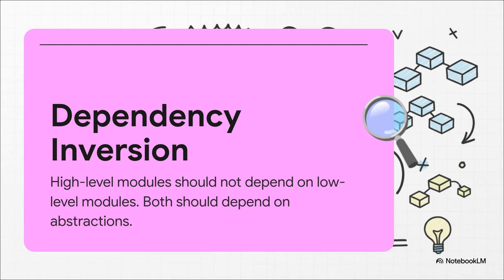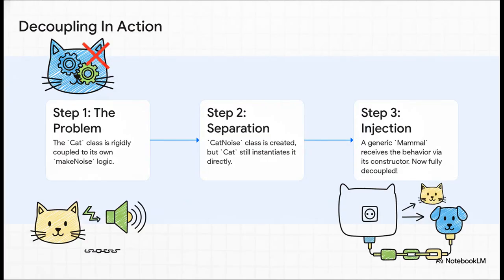And finally, we arrive at D, the dependency inversion principle. This is really the culmination of all the other ideas. It says that our high-level business logic shouldn't depend on the low-level, nitty-gritty implementation details. Instead, both the high-level and the low-level parts should depend on abstractions. We literally invert the normal flow of dependency. Let's walk through this journey.